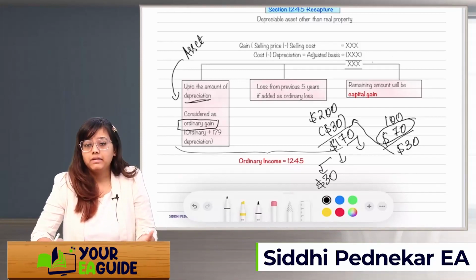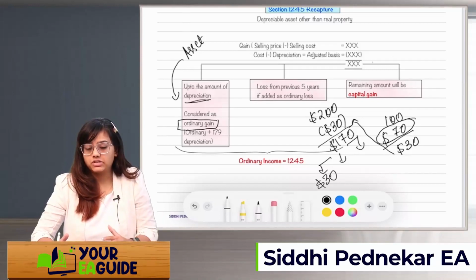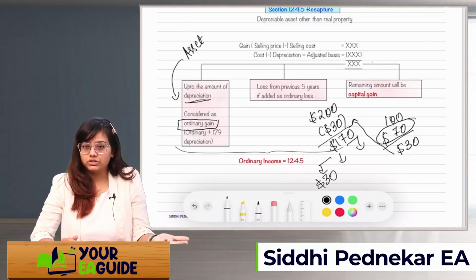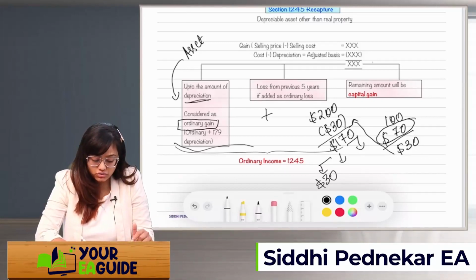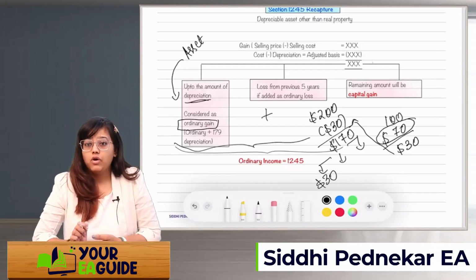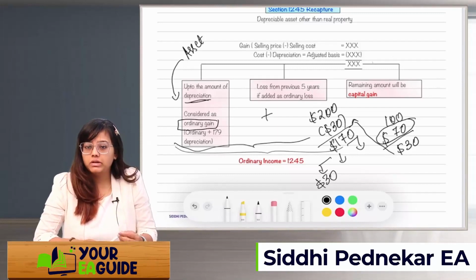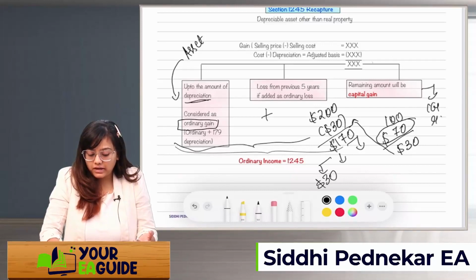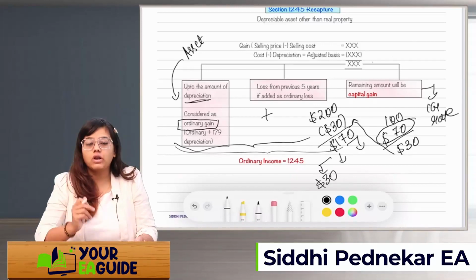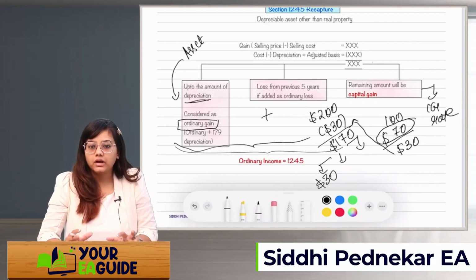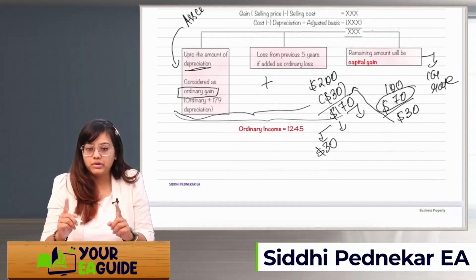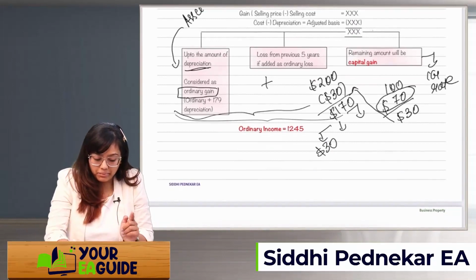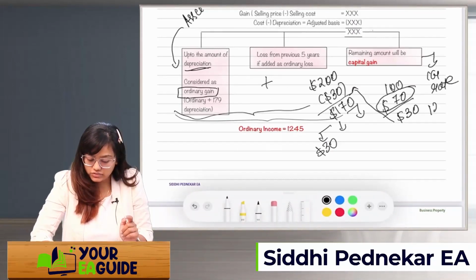Now it might happen that there are some losses from the previous 5 years, which were added in the ordinary loss. So those losses will also be added as an ordinary gain. So these two, first and second, will be considered as an ordinary gain. Whatever is remaining apart from these two will be considered as a capital gain amount, and this will be taxable at capital gain rate. But these two figures, the first and second column, will be taxable at an ordinary income rate. So these two amounts, ordinary income, first and second column, will be called 1245 gain, and the capital gain, which is given right here, will be called 1231 gain.